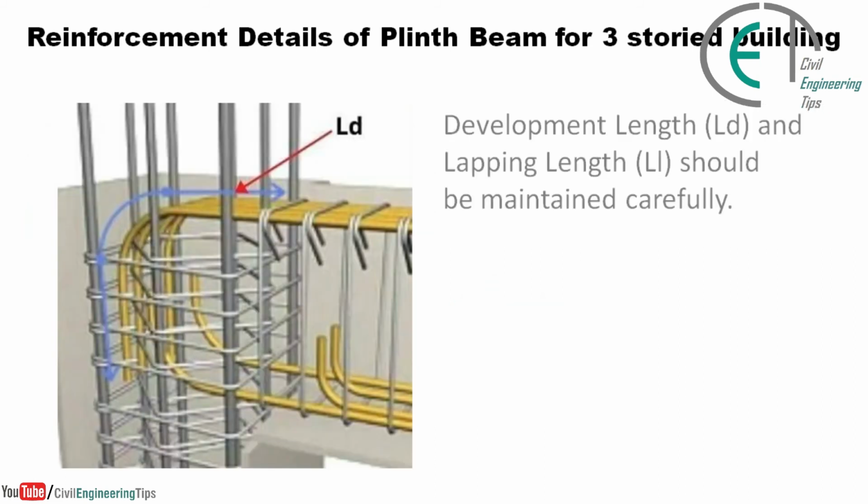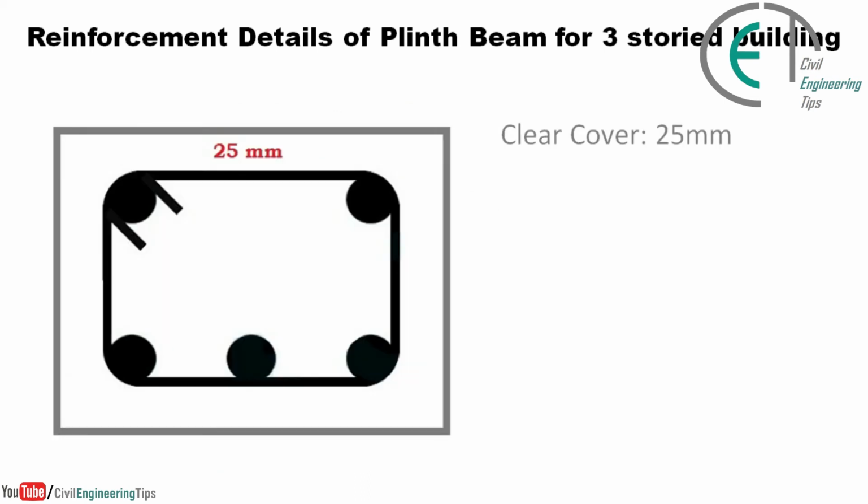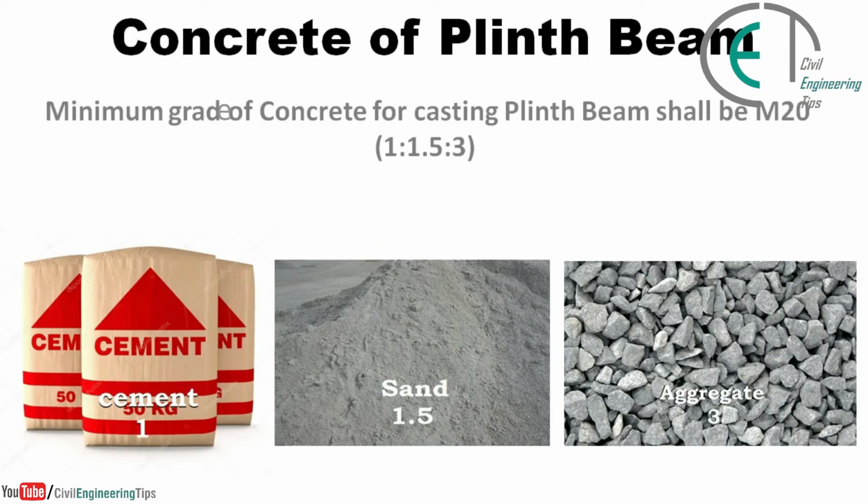Development length and lapping length should be maintained carefully. We have to provide 25 mm clear cover in case of plinth beam. Minimum grade of concrete for casting plinth beam shall be M20.